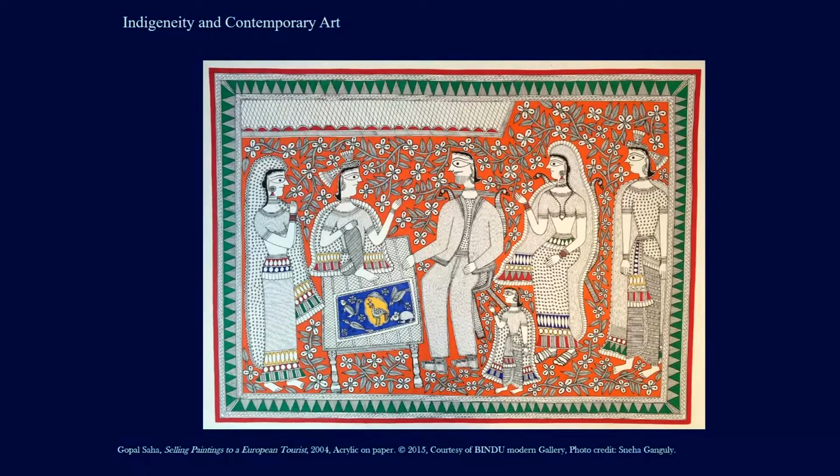And if we think about the theme, it shows a European tourist who arrives in a village perhaps, and then there is an artisan who shows the Madhubani painting. So this is a painting about the process of selling painting. This is certainly a theme that is a departure from the earlier works, because the earlier works would perhaps indicate certain events from their socio-cultural background.